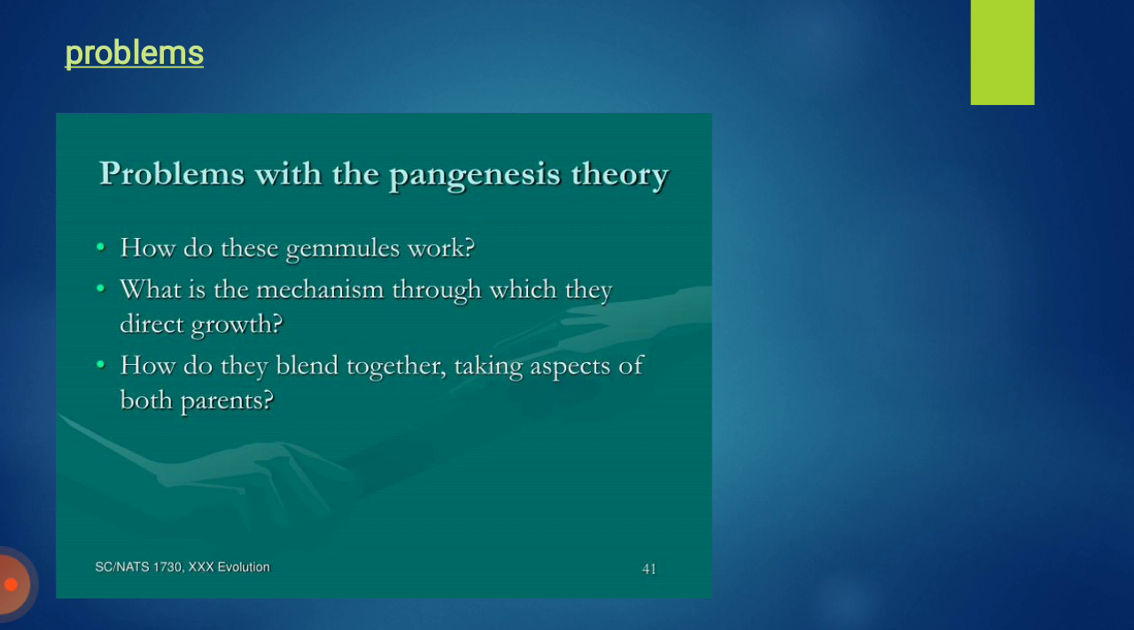So here we have some problems with the pangenesis theory. The first problem is how do these gemmules work? Next, what is the mechanism through which they direct growth? How do they blend together, taking aspects of both parents? I will discuss these problems in the next video. Please watch.